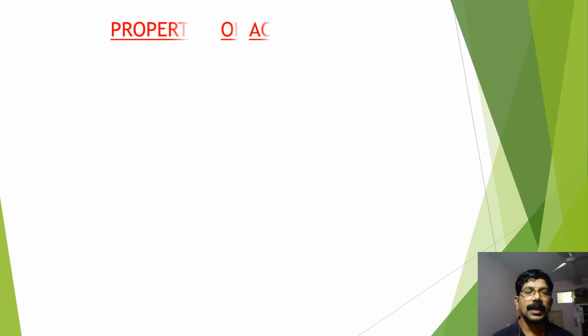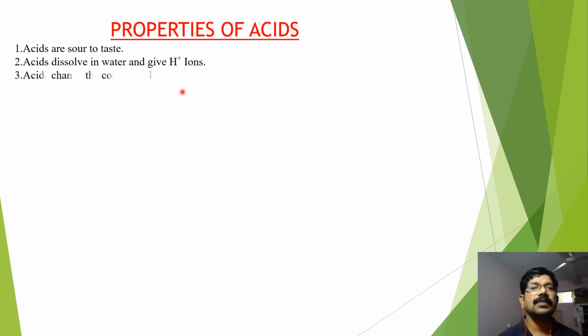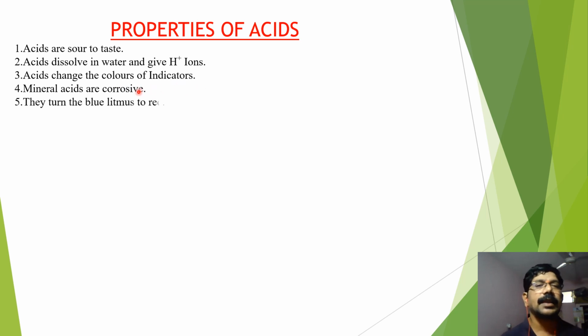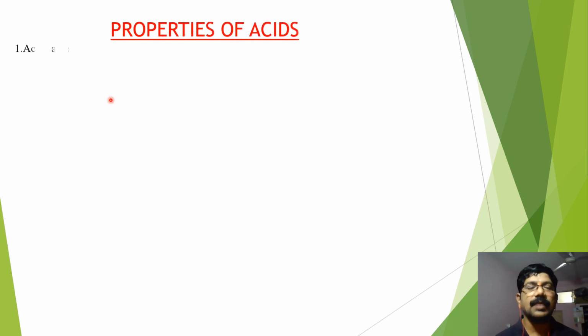Now children, let us discuss the properties of acids which you studied in your lower classes. Acids are sour to taste. You studied this in your 7th class. Next, acids dissolve in water and give H plus ions and H3O plus ions. Acids change the colors of the indicators. We will discuss what indicators are in our next class. At the same time, mineral acids are corrosive. They eat the metal surfaces on which they fall or in which they are stored. This is known as the corrosive nature of the acids. Are you clear about that one?